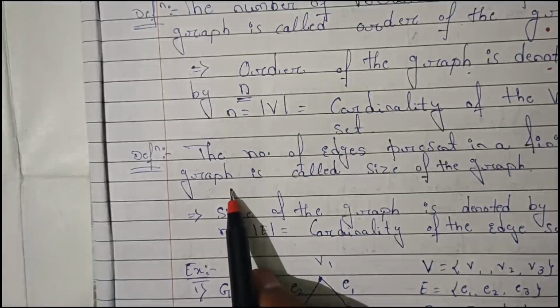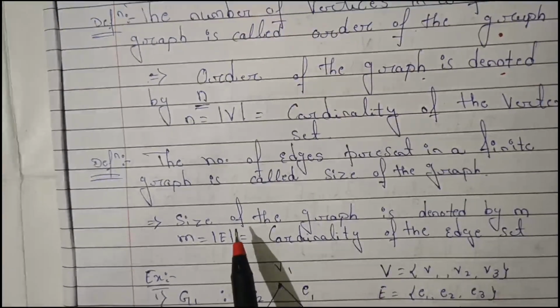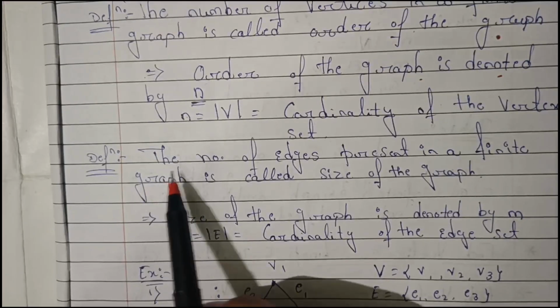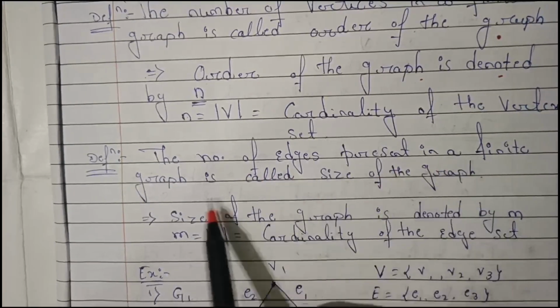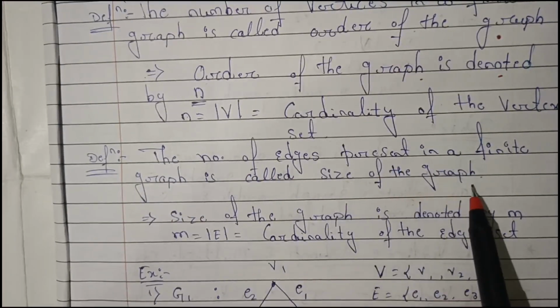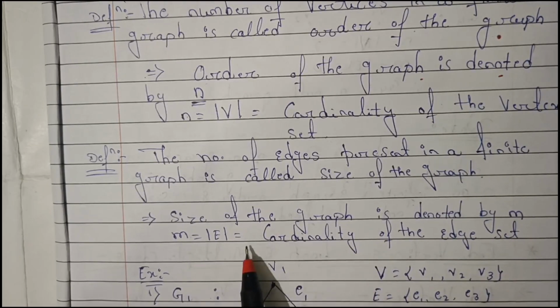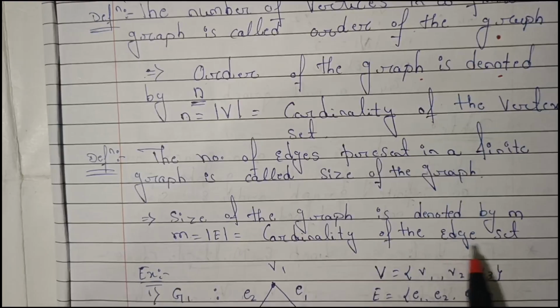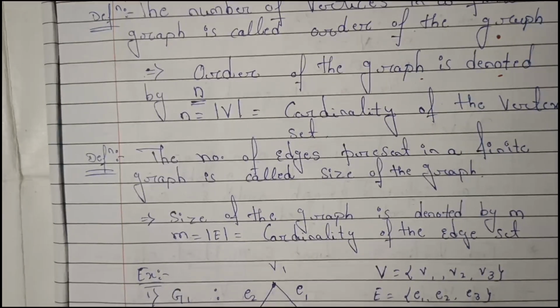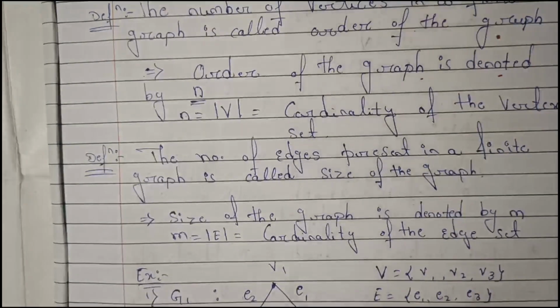It is the definition of size of the graph. What is the definition? The number of edges present in a finite graph is called the size of the graph. The size of the graph is denoted by m. M is equal to the cardinality of the edge set. Okay. So how can we understand this?